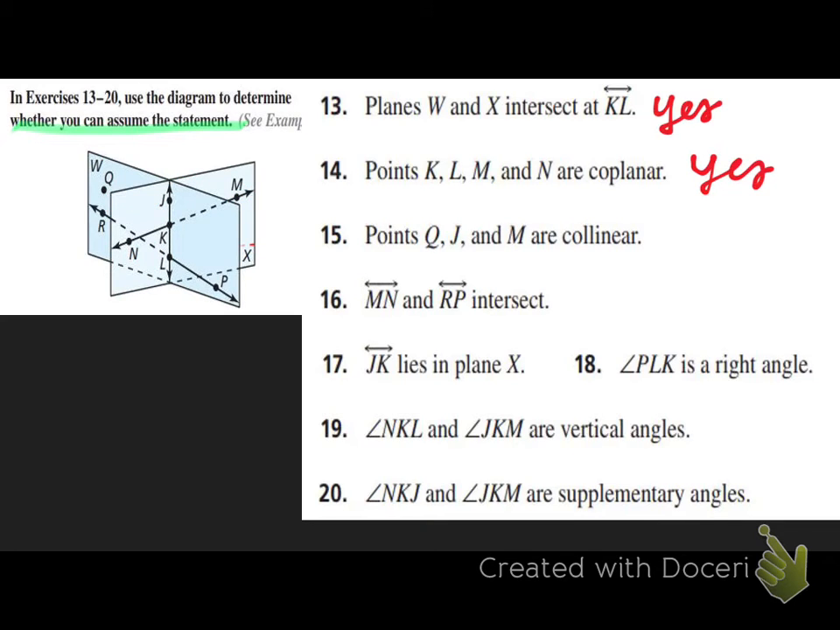Who wants to read the second one? Go for it. Points Q, J, and M are coplanar. What do we think? No. This is a no.